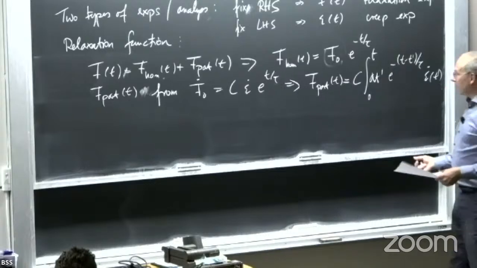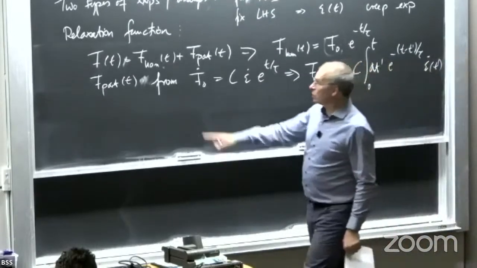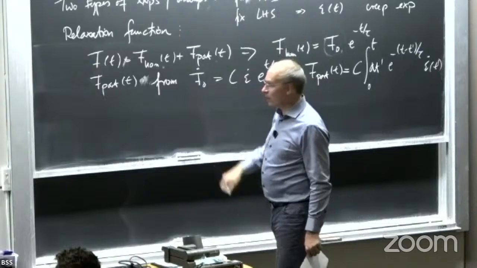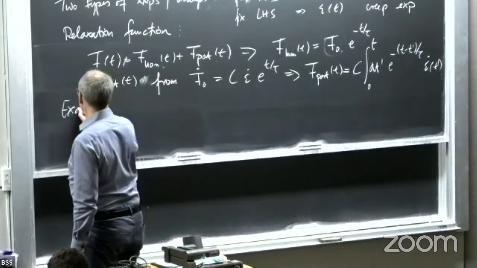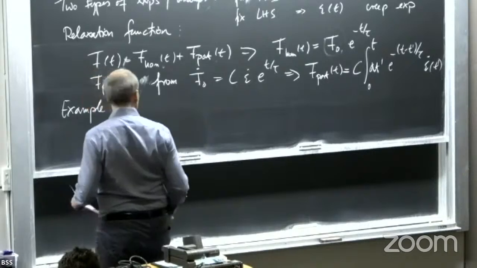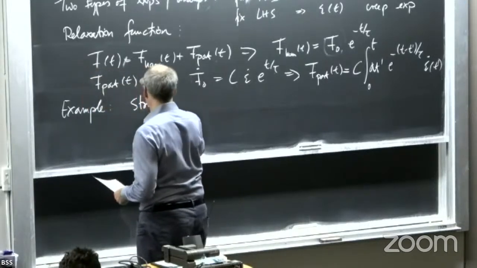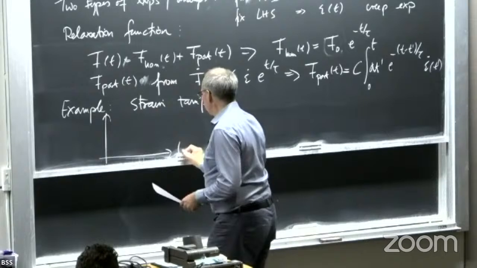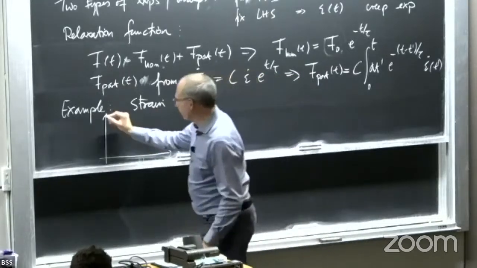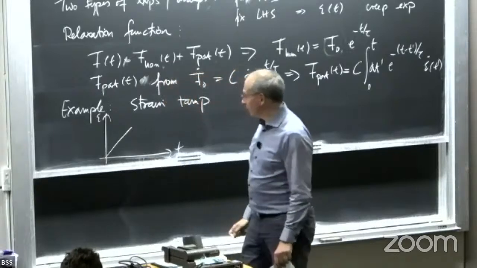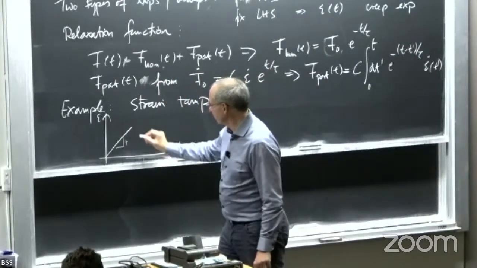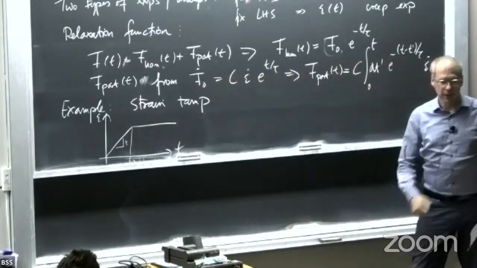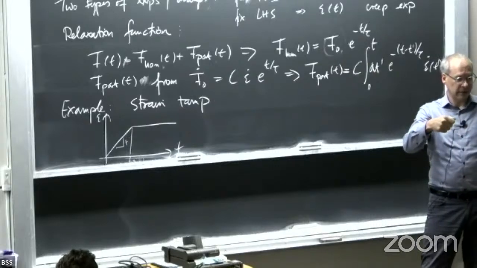Okay, and with this, we basically have the solution because the full solution is just the sum of the two, okay? And the next thing is we have to put in initial conditions. So we take an example. So we take a strain ramp. So as a function of t, I ramp the strain up in a linear fashion. So I give it a slope r. And at some time, let's call it t naught, I'm basically keeping it constant.